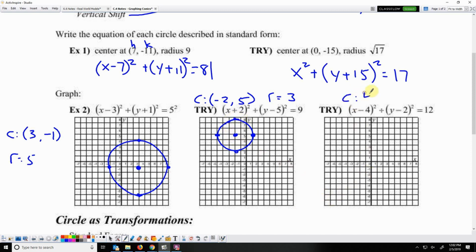Okay, and here we've got a center of (4, 2), and the radius is the square root of 12. And if you type the square root of 12 in your calculator, you're going to get about 3.46, about 3.5. So over 4, up 2, and a radius of right about 3.5. So about like that.